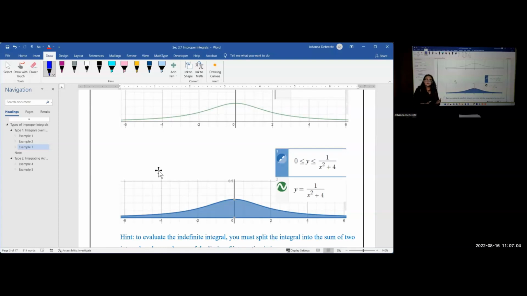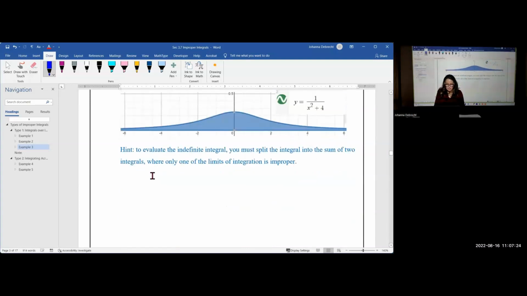So we're going to have to evaluate this by splitting it apart at some value between negative infinity and infinity. You can split it anywhere, but again, it does make sense to split it at something easy to compute, 0 being the easiest thing of all to compute, and 1 being the second easiest. So we're going to split this one up at 0. I'm going to start with the original integral from negative infinity to infinity of 1 over x squared plus 4 dx.